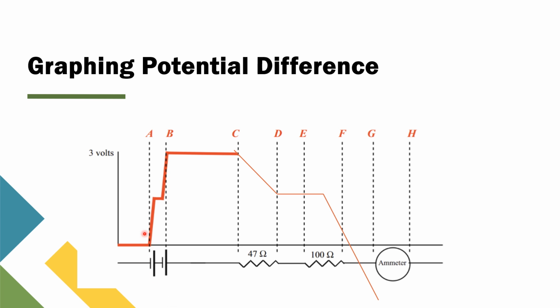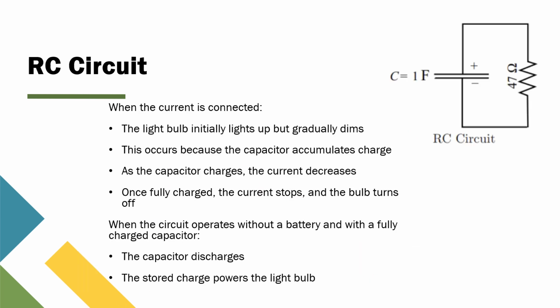So graphing the potential difference, we see that it comes up, and then over the 47 ohm, it starts to decrease, and then it flattens out, and then it reaches the 100 ohm, and then it fully decreases.